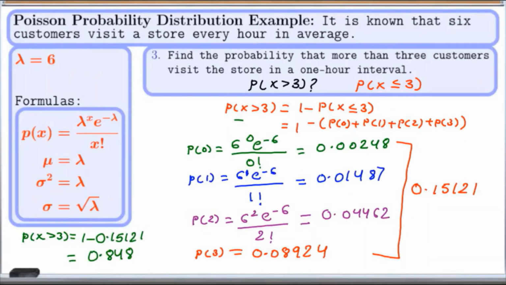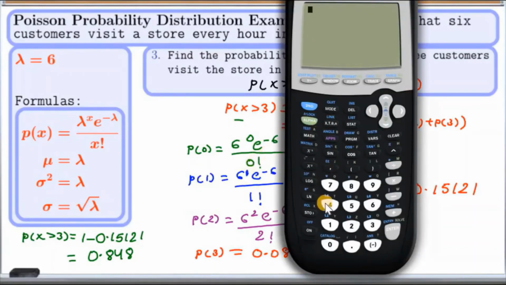Now let me show you how to get this probability in a calculator. So for that, we can do 1 minus, go to second distribution, go all the way down to this Poisson CDF, then hit enter. So our lambda is 6. Our x value is 3. Then hit enter, then hit enter. We got this number here, and this is exactly what we got using formula, which is this one.